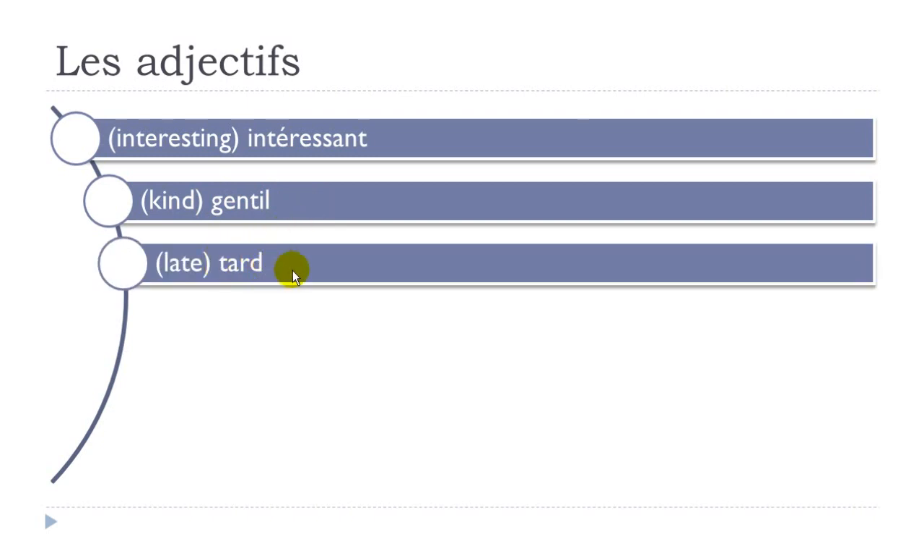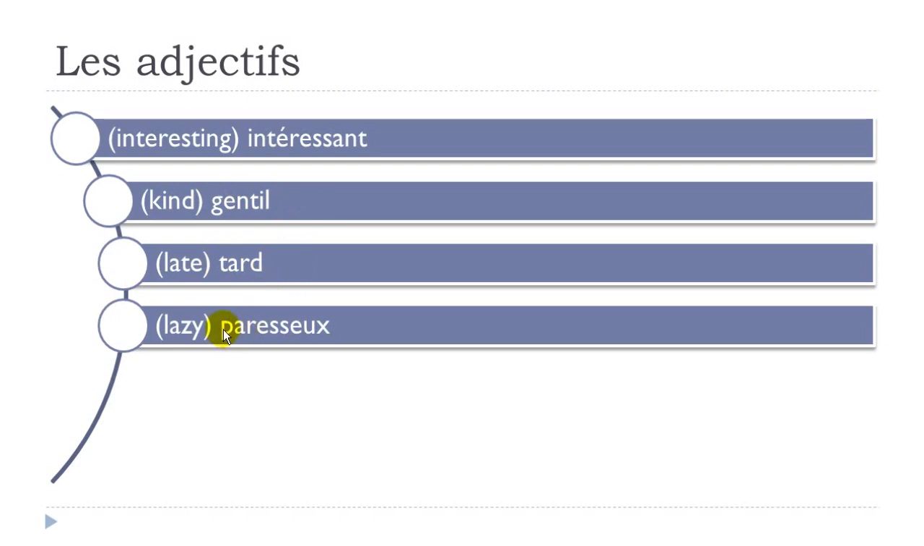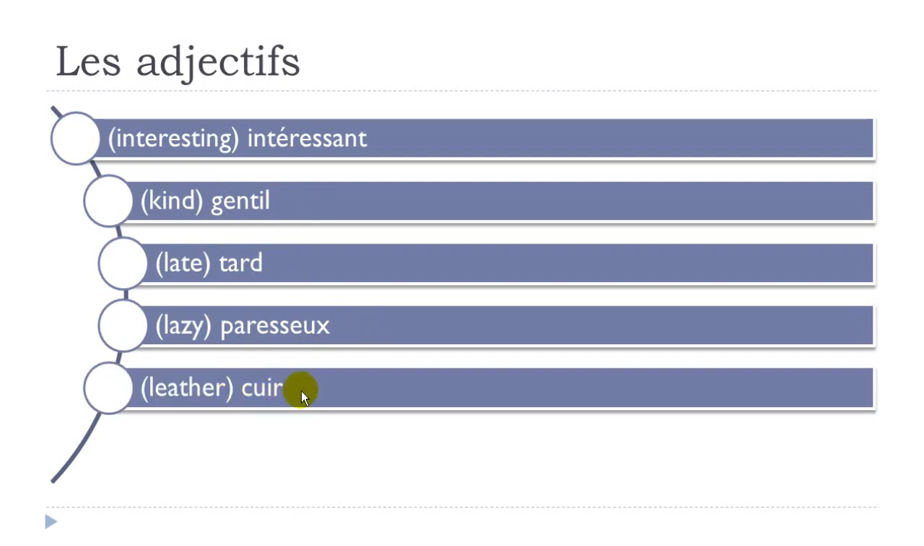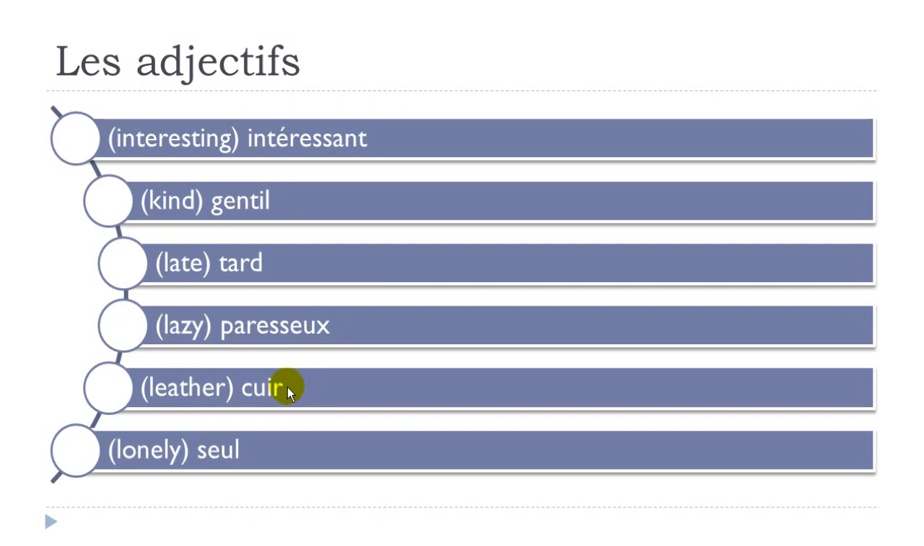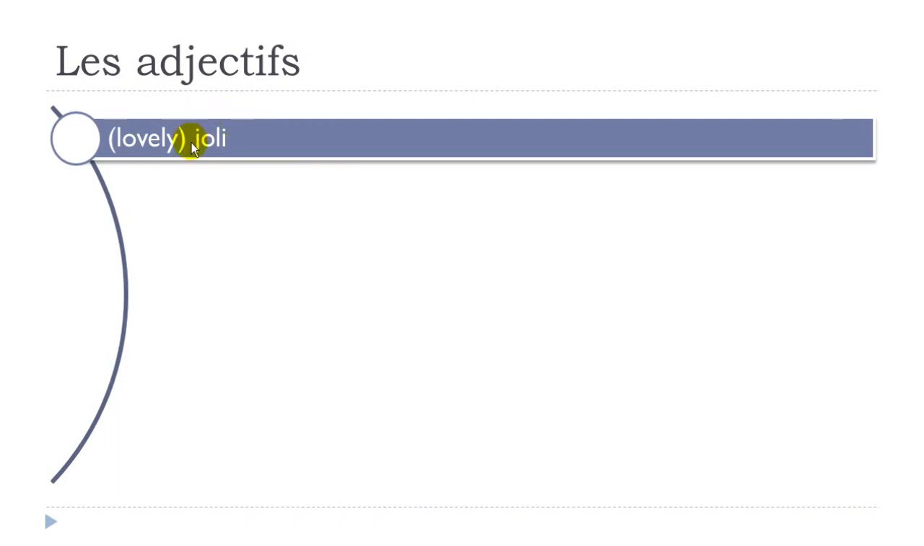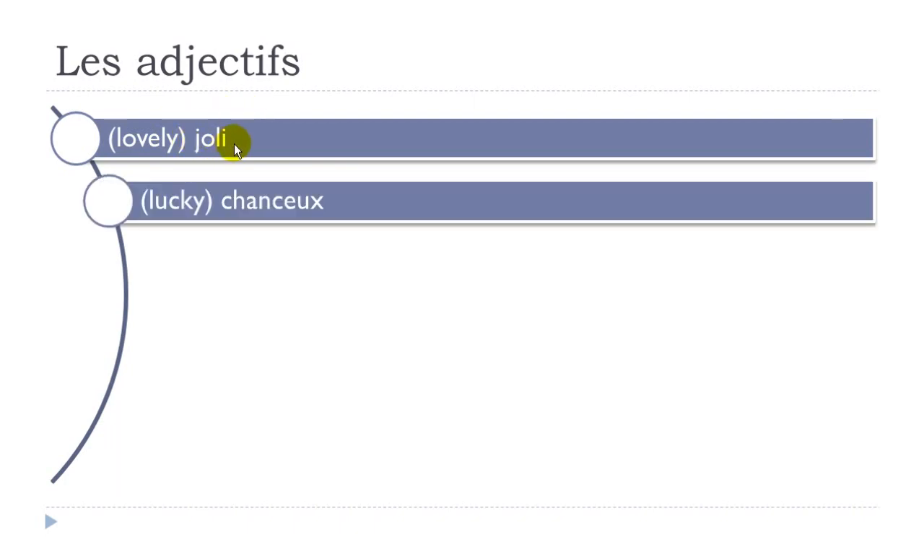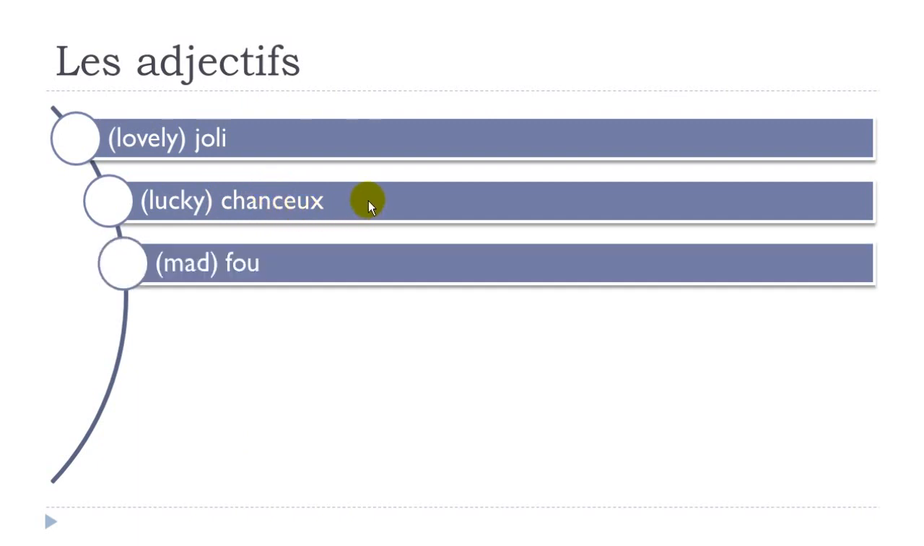Tard. Final D not pronounced. Paresseux. Final X not pronounced. Cuire. Seul. Joli. Chanceux. Final X not pronounced. And then remember, C, E, U will give you this se sound. Chanceux. Fou. Combination of O and U. Ou. Fou.